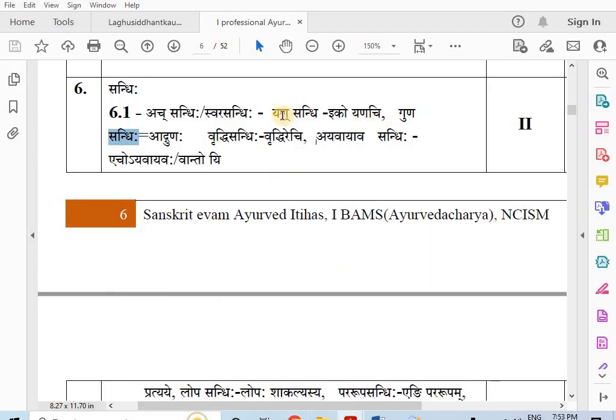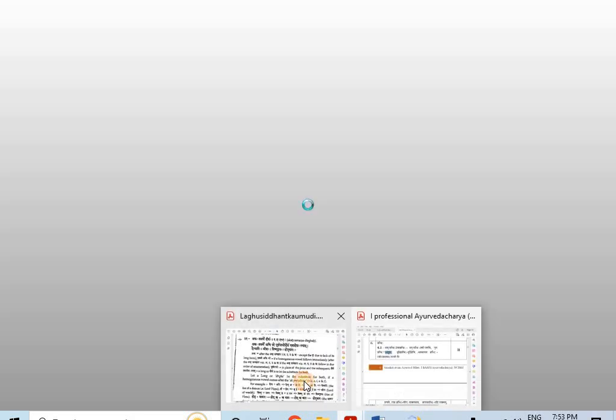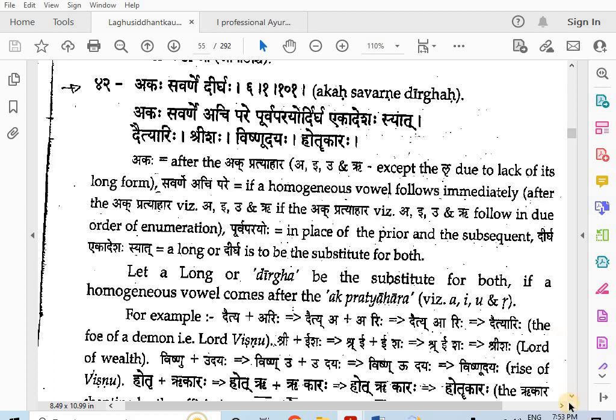Here you read. This sandhi we skipped for a while; we will understand it next. Here we are studying Guna Sandhi, and the sutra, if you read here, is Ad Gunaha. So let us understand this Ad Gunaha sutra here in the Laghu Siddhanta Kaumudi.